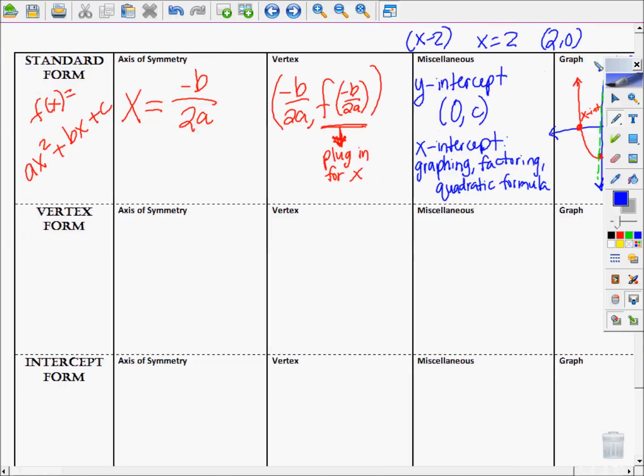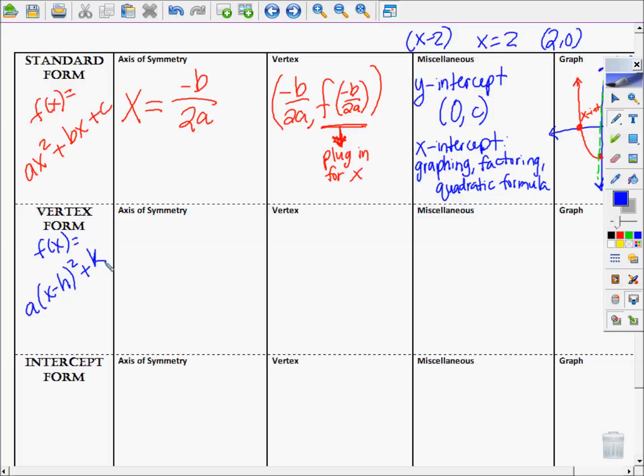All right, here we go. Vertex form. Vertex form, if we remember correctly, is written as what? It's with your h and your k. So it will be a times (x minus h) squared plus k.